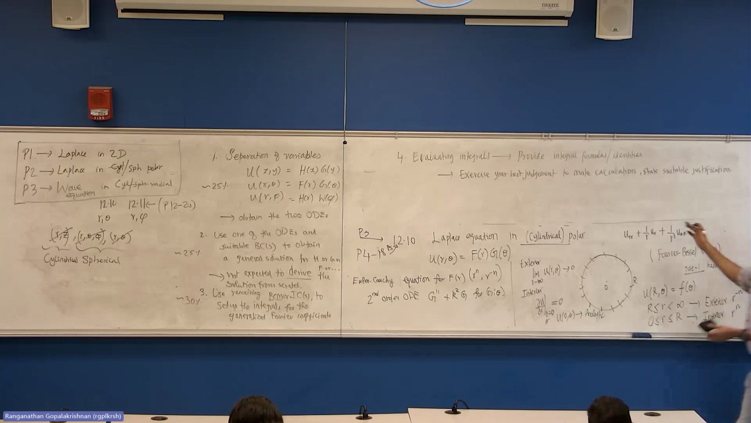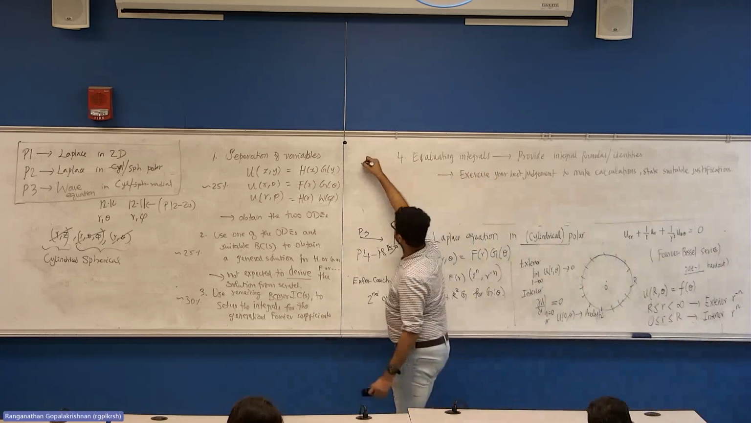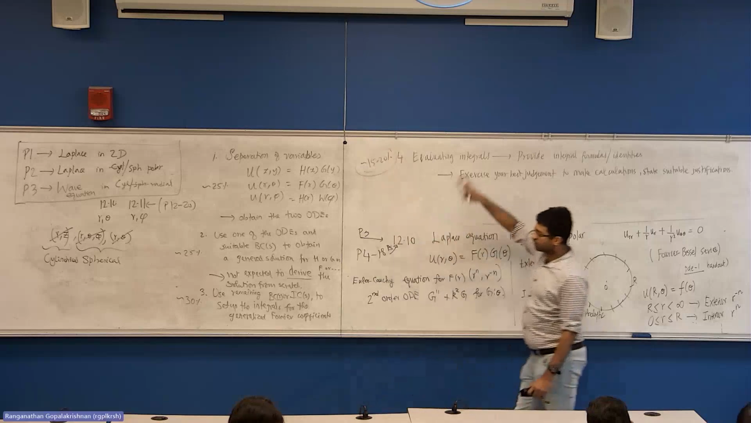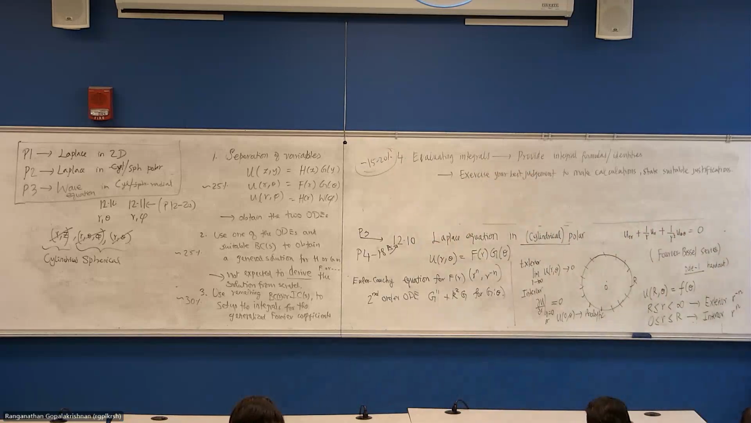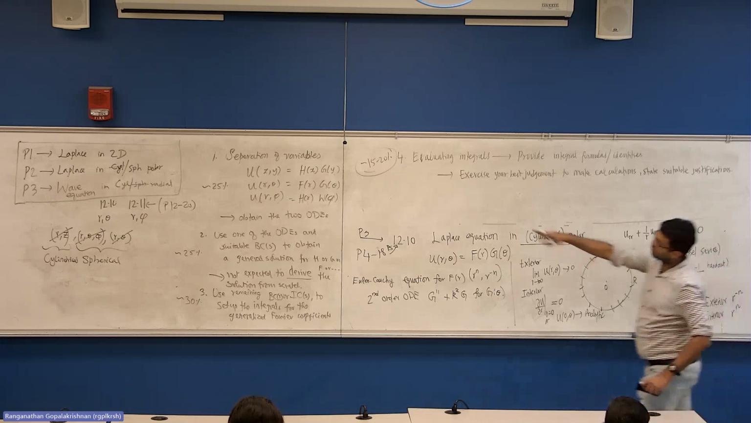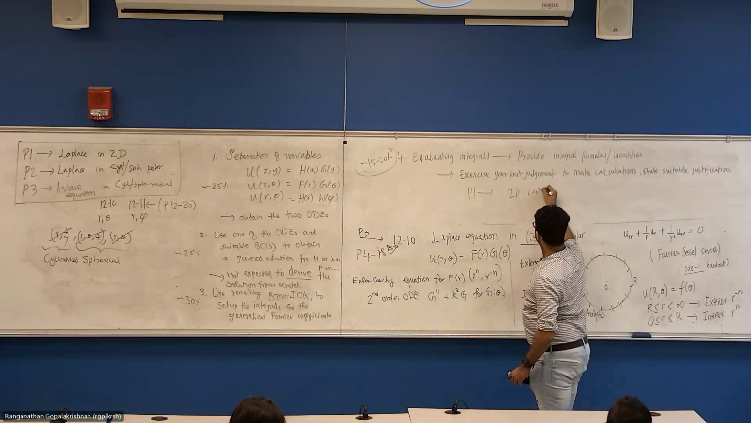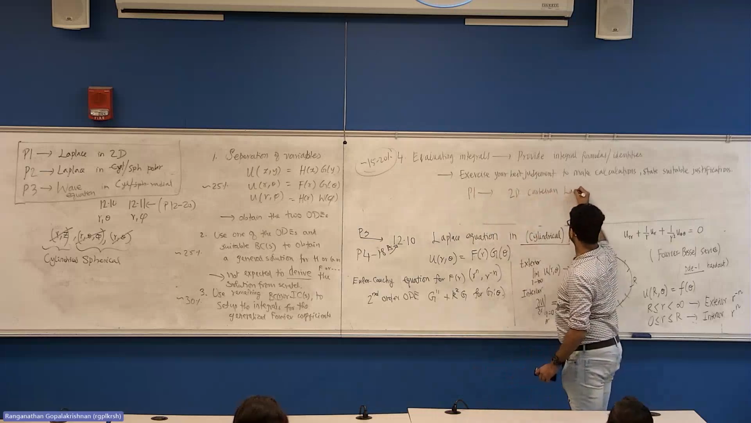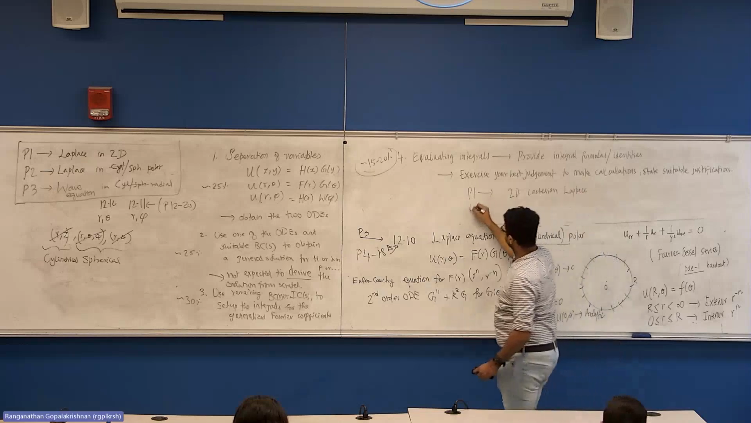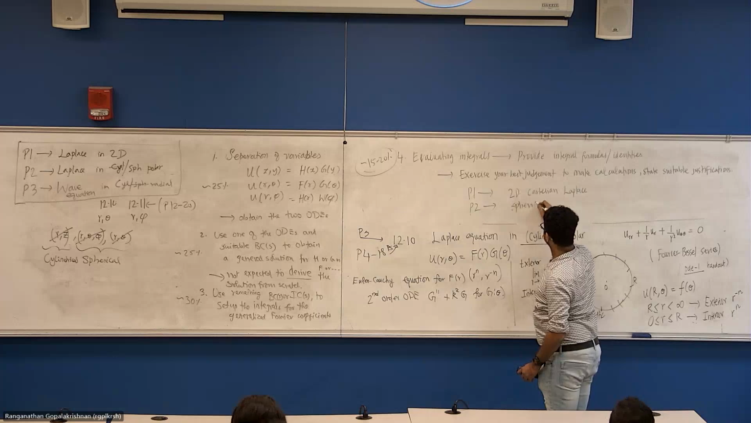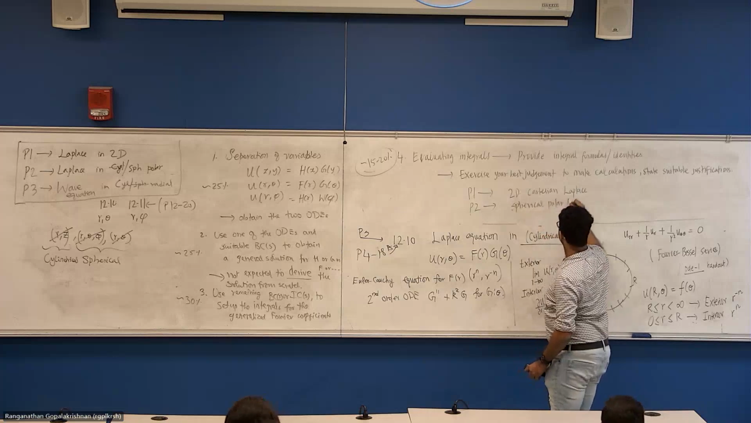So this is what I'm expecting to see. This is about 15 to 20%. For each problem, same rubric. So to restate that, problem 1, 2D Cartesian Laplace. Problem 2, spherical polar Laplace.